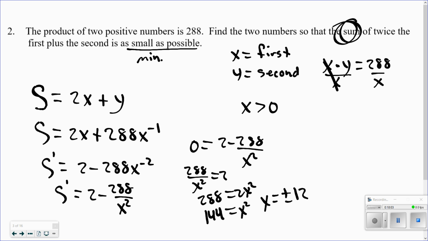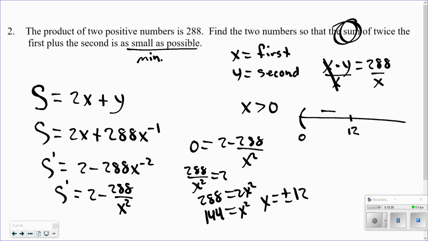Put them on the number line. Remember, my number line starts at 0. So this right here is 0 is where I'm starting. So my critical numbers are plus or minus 12. The only one I'm going to use is a positive 12. Okay, let's test on either side. We've got to make sure that it's a minimum, right? That's what we're looking for. So pick something to plug in. We could plug in, for example, 10. 10 squared is 100. 288 divided by 100 is like 2.88. You subtract those, you get a negative.